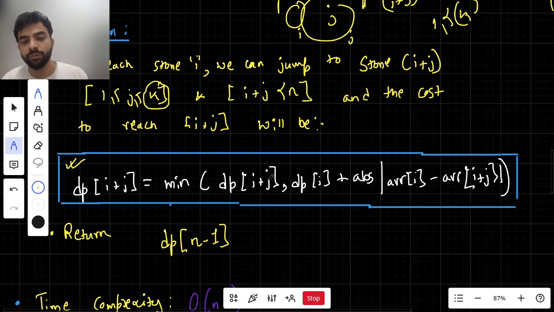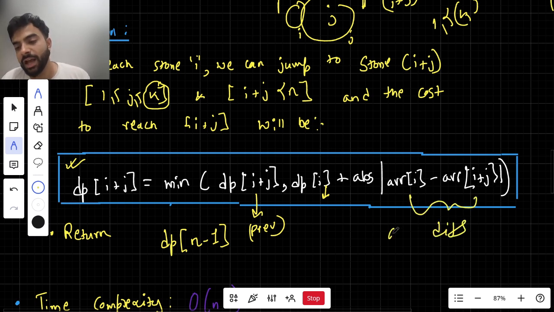We have to take the minimum of the present jump where I am currently, and the jump which I have already done. So I can see this as my previous or current value. What I am taking is dp of i. dp of i is nothing but my present cost plus the absolute difference. I'm taking the absolute difference of array of i minus array of i plus j. This signifies the absolute difference from one position to another. So this formula is extremely important.